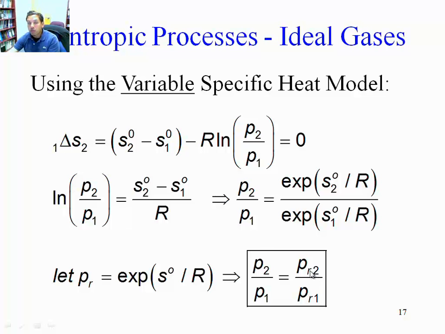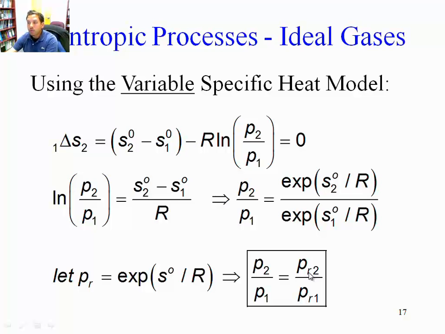Where PR doesn't mean relative pressure, it means reversible pressure. It is a value that is related to temperature, not to pressure, that works for the variable specific heat model. So now we can relate pressure in state 2 and pressure in state 1 to the temperature in state 2 and the temperature in state 1. That's how we relate pressure and temperature in two states. PR is a function of temperature because it's a function of S0. It's e to the power of S0 divided by R.